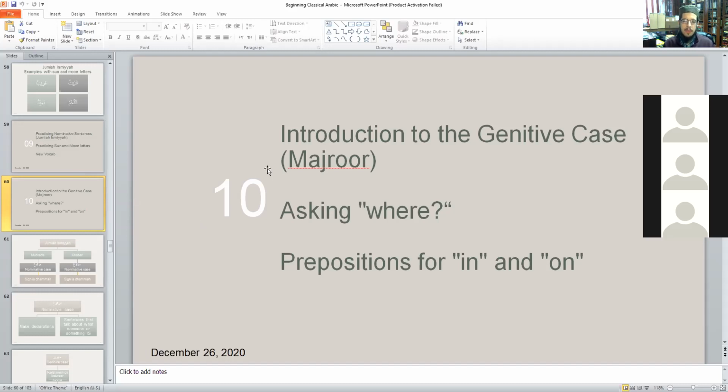Majroor. The genitive case helps us talk about the relationship between two nouns. That relationship can be a relationship of location: something is under something else. Or it can be a relationship of time: something is after something else. Or it can be a relationship of possession: this thing belongs to me. This is the teacher's desk, the student's pen, and so on. So in every language, we use the genitive case to talk about these sorts of things. In Arabic, it's called majroor, and it is represented by a kasra.